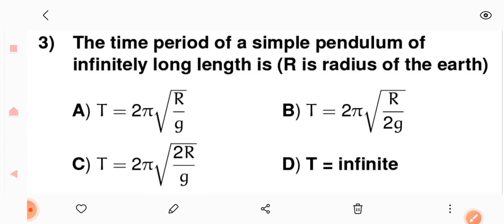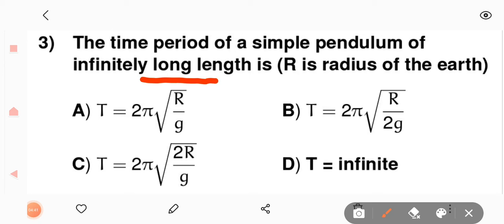Friends, in this question, if we look at the word, the length is R. As we know, the formula of the simple pendulum is T is equal to 2 pi under root L upon g. Now in this question L is replaced with R, so option number A is the correct answer for question number 3.